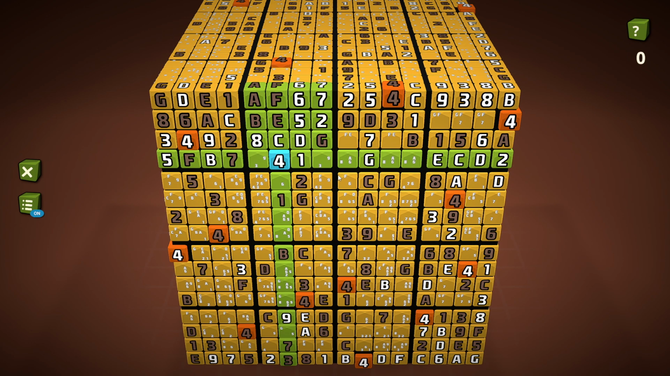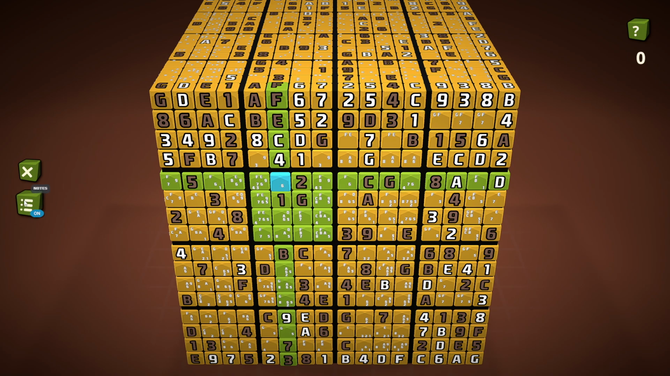Alrighty. And if you go down one space, that's... Okay. 1, 2, 3, 4, 5, 3, 4, 7, 5, 8, 9, A, B, C, D, E, F, G. Yeah, it has to be 6. And go 3 spaces.